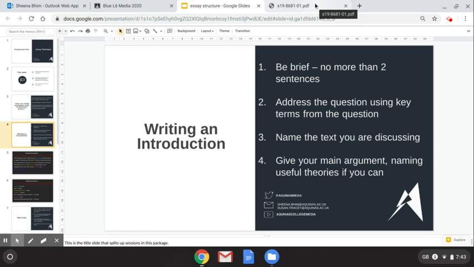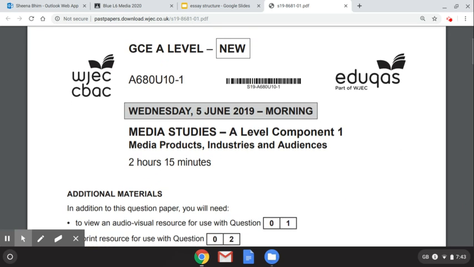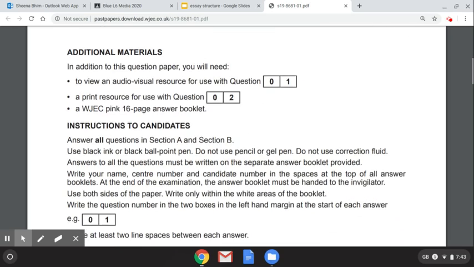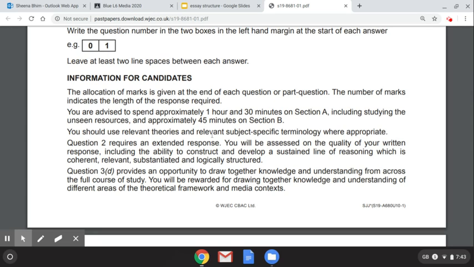Before I take you onto looking at the introduction, I want to show you what the exam paper is actually going to look like. So this is the media studies component one, the first exam you will sit, and all the content that we cover this year will be for this paper. You'll see it's 2 hours, 15 minutes. If you go down to the information for candidates, it will tell you how long to spend on each section. So 1 hour and 30 minutes on section A, including watching the unseen resources, and then 45 minutes on section B. Section B works out at roughly a minute a mark, because it's 45 minutes and 45 marks.